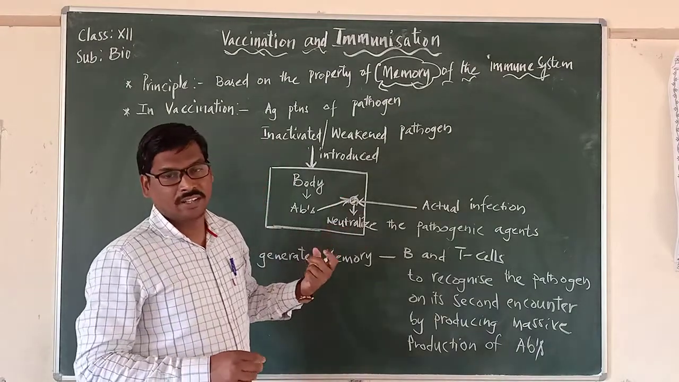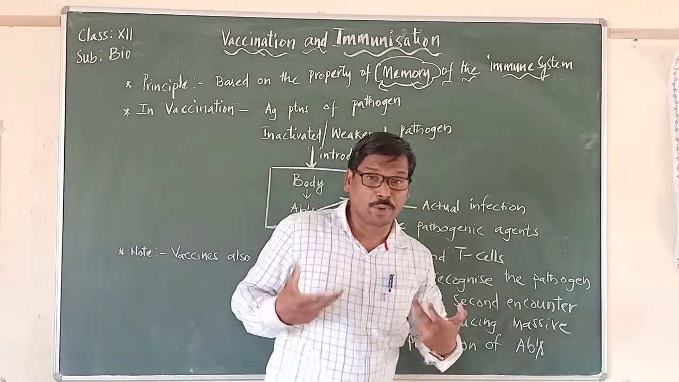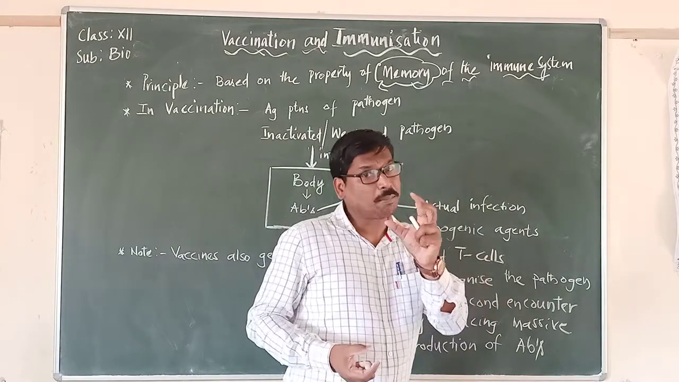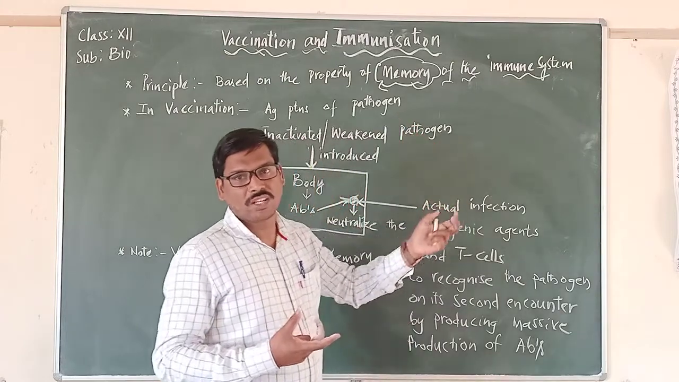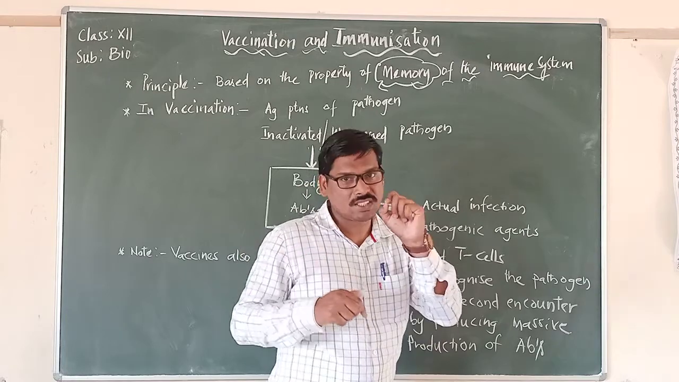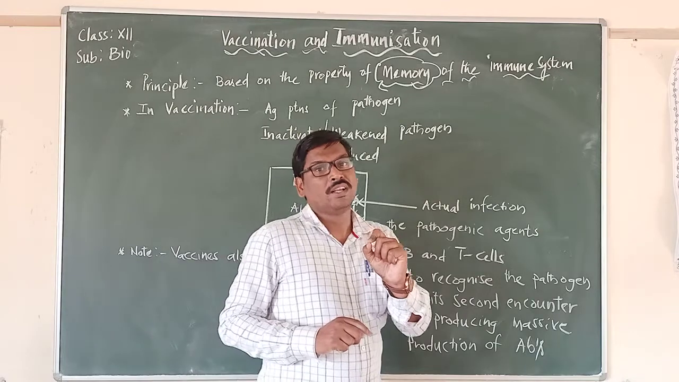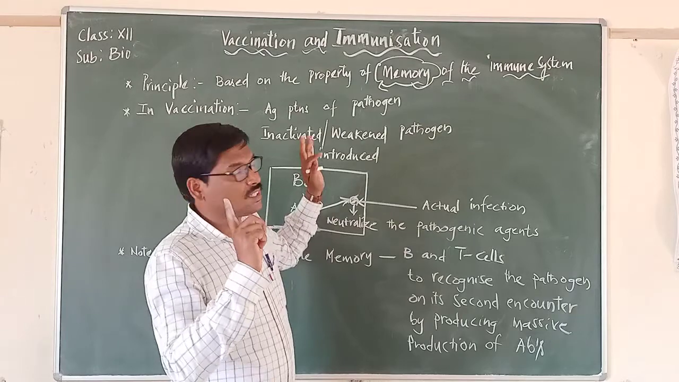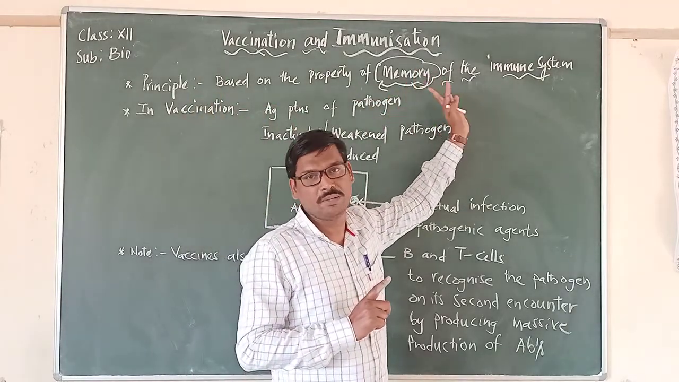We already studied that once our body encounters a pathogen, it produces antibodies that fight that pathogen and destroy it. Later, some of the B cells which fought the microorganism turn into memory cells. On a second encounter, when they come across the same pathogen, they fight against that particular pathogen. The same concept is applied in vaccination and immunization. The main principle is based on the memory of the immune system.